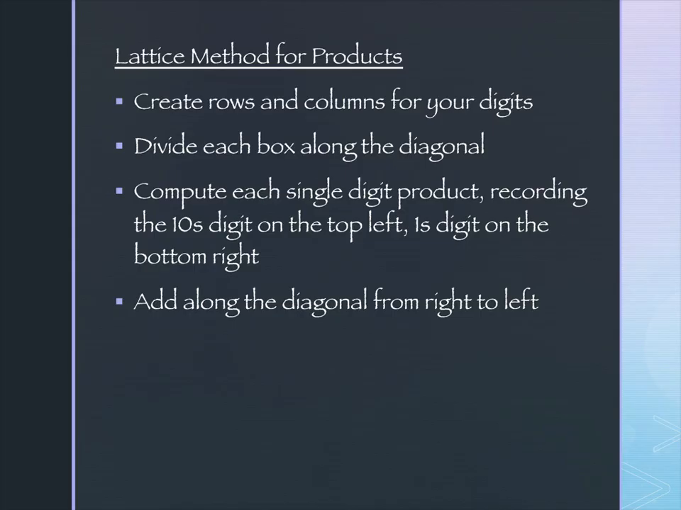You create rows and columns for your digits. You divide each box diagonally. And then you compute each product along its row and its column. The tens digit goes in the top left. The ones digit goes in the bottom right. And then we add along the diagonal from right to left. So jot those down. And then we're going to do one example on this slide and then one example on the next.